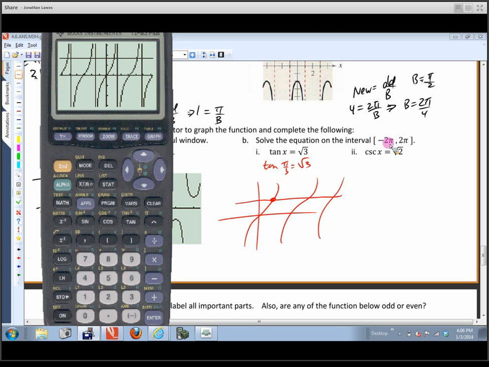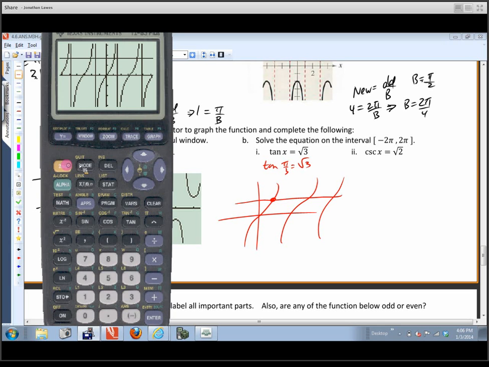And one other thing I want to point out is it's not drawing in the asymptotes. Your calculator's pretty dumb. What it's doing is it's connecting this dot that it did up here with that next dot that it does down there. It doesn't know that those shouldn't be connected. So it's not really drawing the asymptotes in there, although that's kind of what it looks like. So here's what we're going to do.